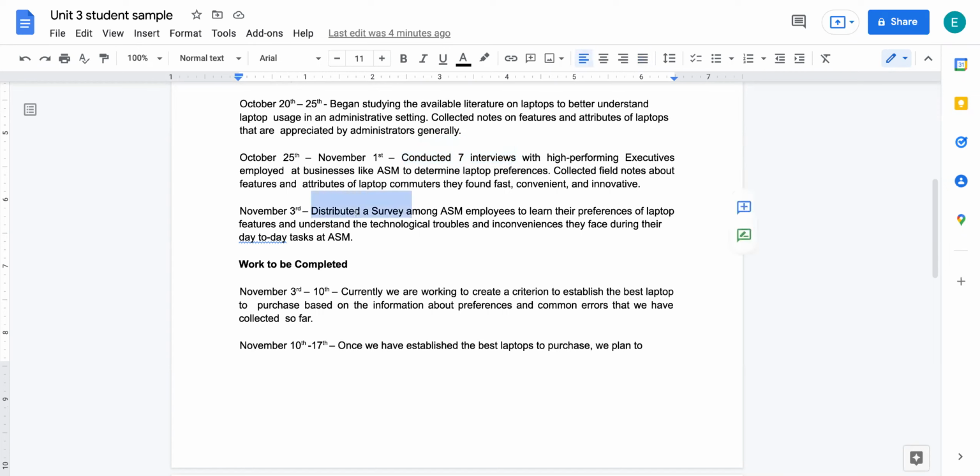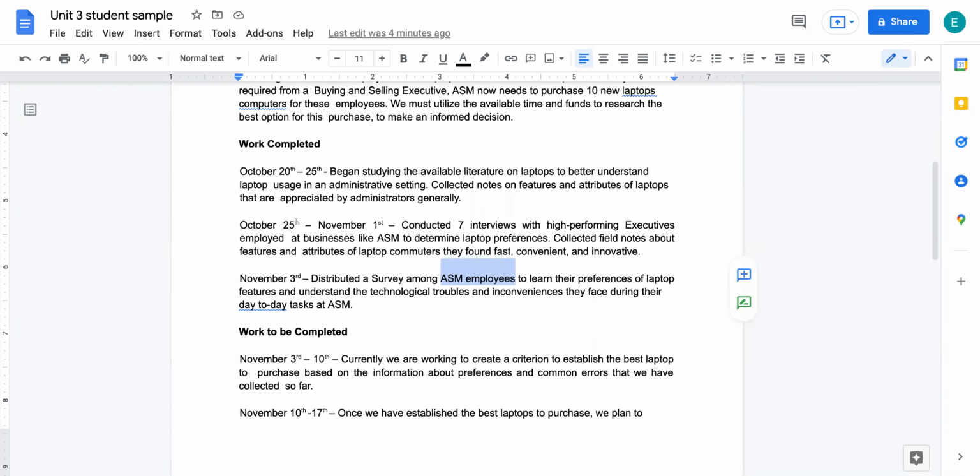With the survey, they sent it out to the relevant employees to get more information about what they're currently struggling with on their devices, and they can use that information to help support whatever recommendation they make in the Unit 4 document, which is the feasibility report.